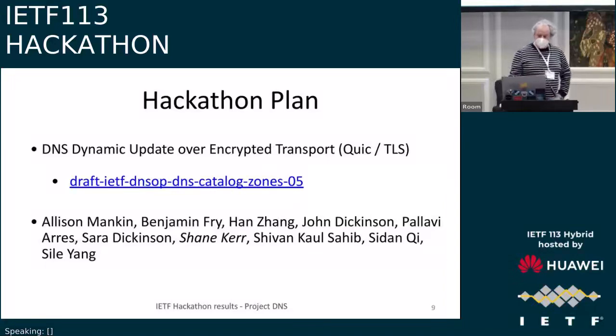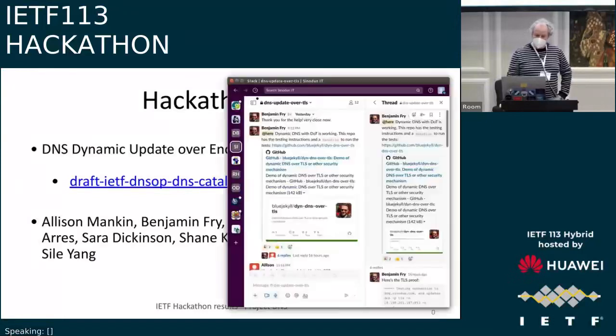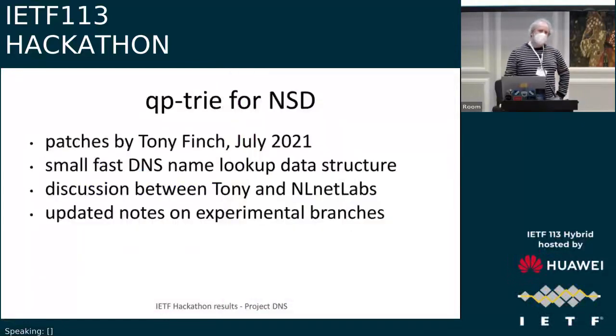There were a lot of people working on this online, so not in person. And they booked great success. Here you can see Benjamin Fry reporting success on the DNS over TLS dynamic update implemented in Rust. And then Tony Finch, who started recently working for ISC, decided to do some improvements for a NLnet Labs implementation. So that's really great. Thank you, Tony.